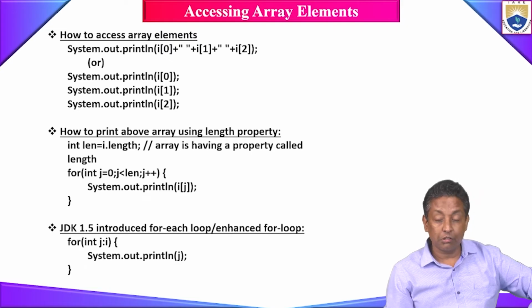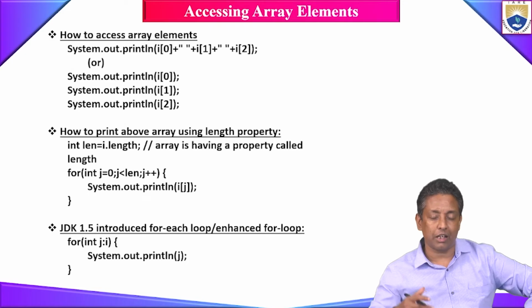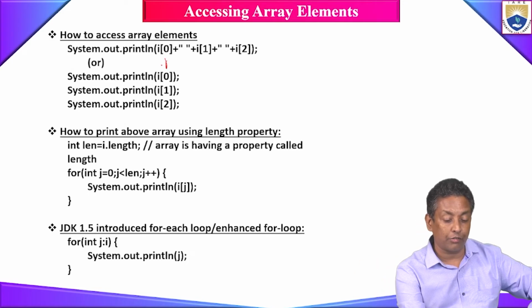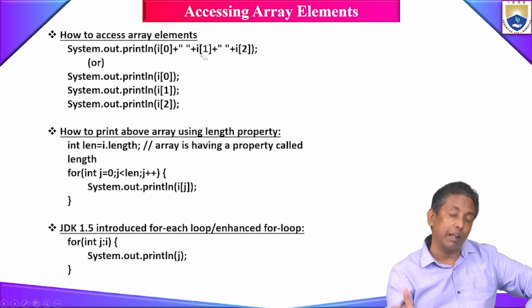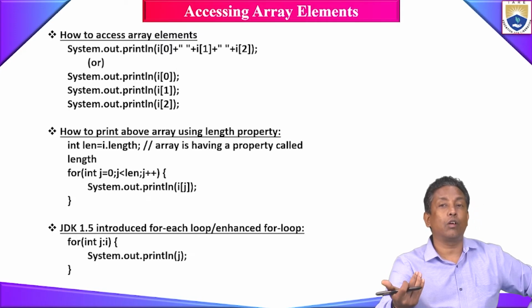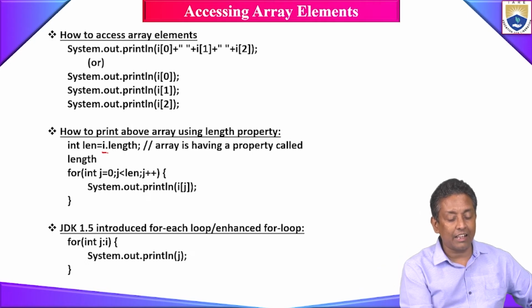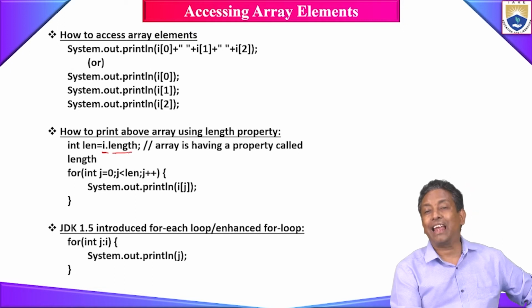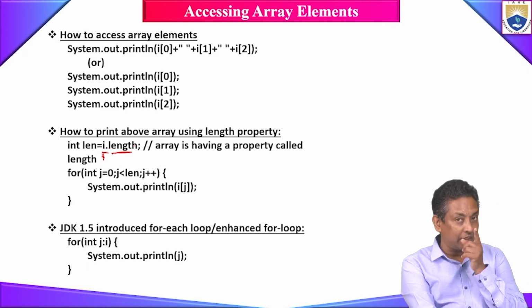Then what will you do? In order to access an array without knowing its size, or even when knowing the size, suppose the array size is 100, you cannot write I of 0, I of 1, I of 2, up to I of 99, isn't it? Sometimes the array size may be large, sometimes unknown, but you want to retrieve all the elements of the array. First of all, in the array there is one property called length. I dot length. I is an array variable name. Length is a property of the array.